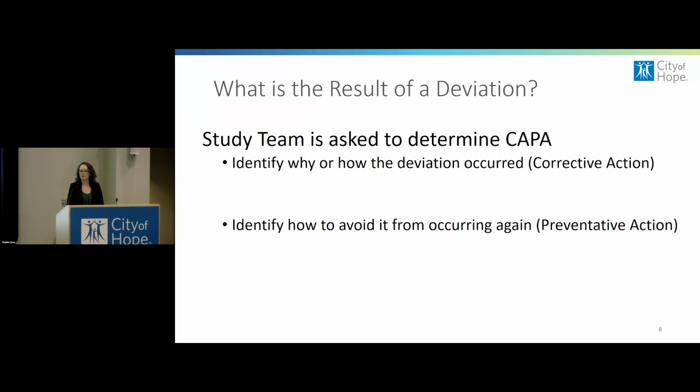So as part of the reporting process, after the fact, after it occurs, there's a two-prong approach. We have to come up with a corrective action and a preventative action. The corrective action really gets to how did this happen? Why did this happen? We ask that the study teams conduct a root cause analysis to determine where was the breakdown, what happened, and then on the other side of the coin is to determine what can we do in the future to try to prevent further deviations of this type.